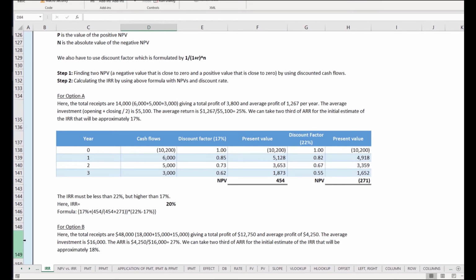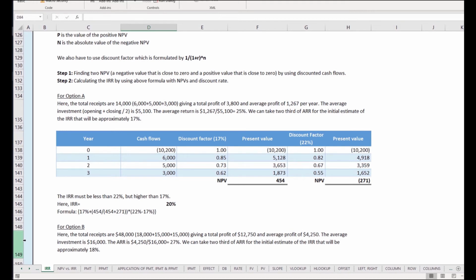We take the future cash outflows and inflows for each of the projects. And let's start with option A. So cell D138 shows the cash outflow for the first project, and D139 through D141 shows the cash inflows. So $6,000, $5,000, and $3,000 by year 3. The discount factor, we're going to assume 17%, and therefore the present value of future cash flows is represented in column F.